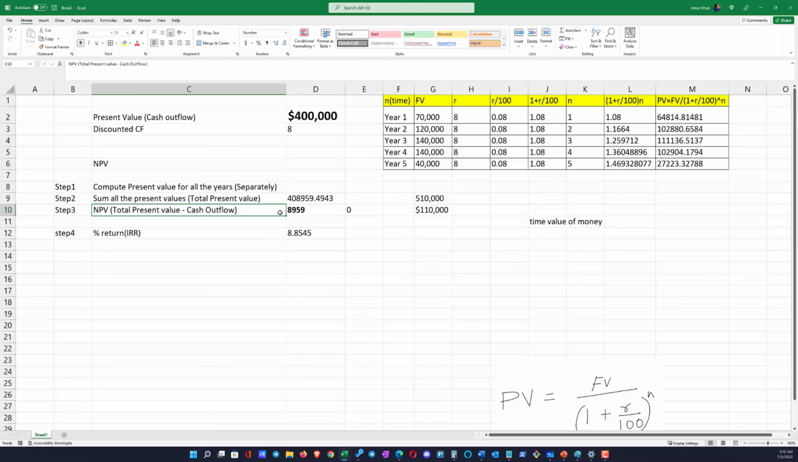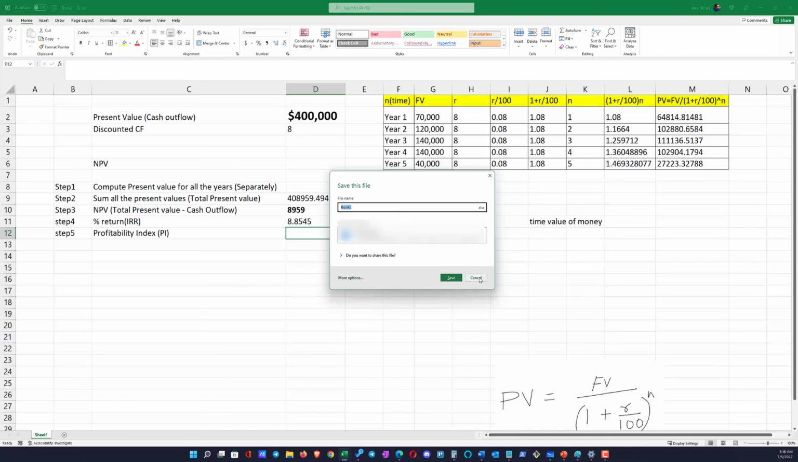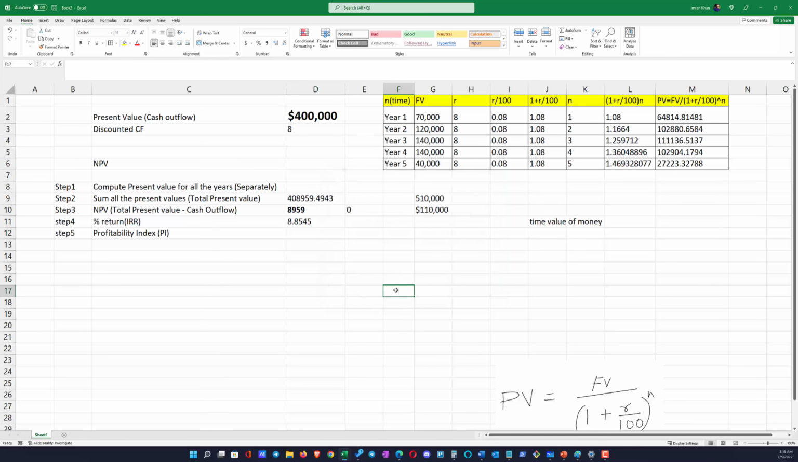Okay. So we have net present value as 8949. We have your internal rate of return as 8.8545. Now we said we need to also calculate the profitability index. I was just writing this as PI, correct? So profitability index is nothing but for every dollar that you spent, how much are you getting back, right? So this is nothing but the ratio. Okay, this is nothing but your cash inflow divided by cash outflow.